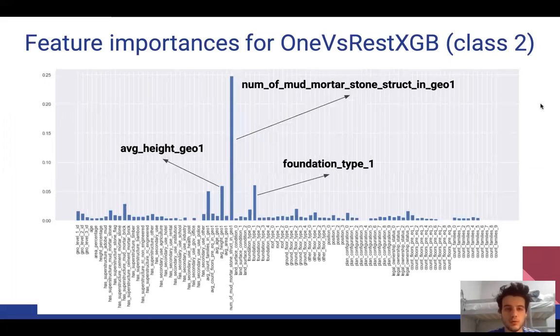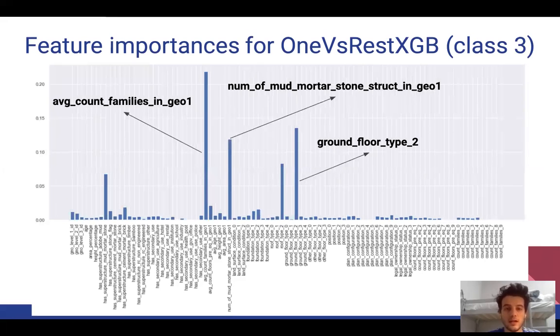In class number two, which is a medium level of damage, the most important three features are number of mud mortar stone structures in GO1, average height GO1, and foundation type 1. In the third class, which is the high level of damage, the top three features were average count of families in GO1, ground floor type 2, and number of mud mortar stone structures in GO1.